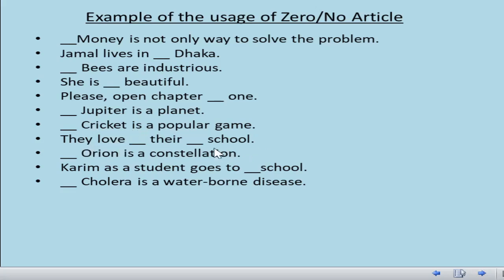They love their school. Here, there is a pronominal adjective. So before or after a pronominal adjective, we do not use any article. We use no article. Orion is a constellation. Orion in Bangla is called Kalpurush. A constellation in Bangla is Grohopunjo. So before a constellation, we do not use any article.